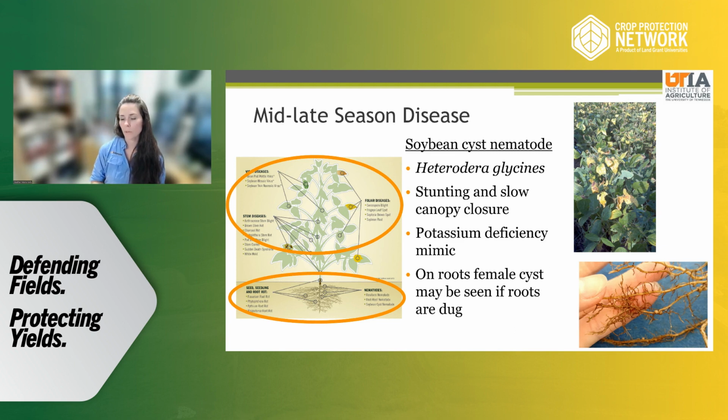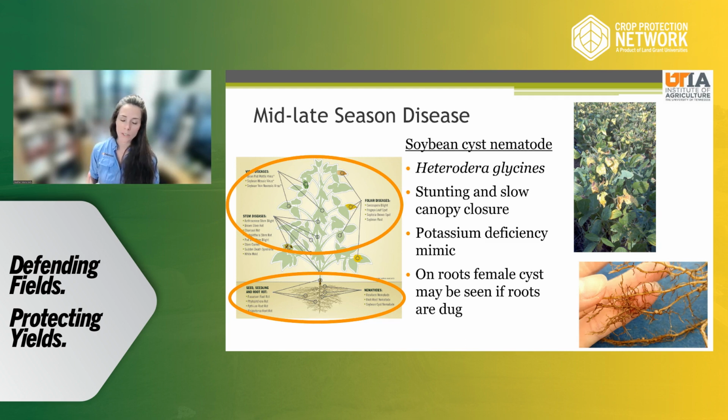So with sudden death syndrome, I always want to mention soybean cyst nematode after that. This is a soil-borne microscopic nematode, a microscopic worm that lives in the soil. And when paired with sudden death syndrome, also in the soil, it is an added hit on your yield. So it's very important to know that you have both of these, and you need to be managing both of them, because if you're dealing with both, you're going to see a lot of yield loss. And here, you might not see any above ground symptoms from the nematode, depending on the density of the nematode in the soil.